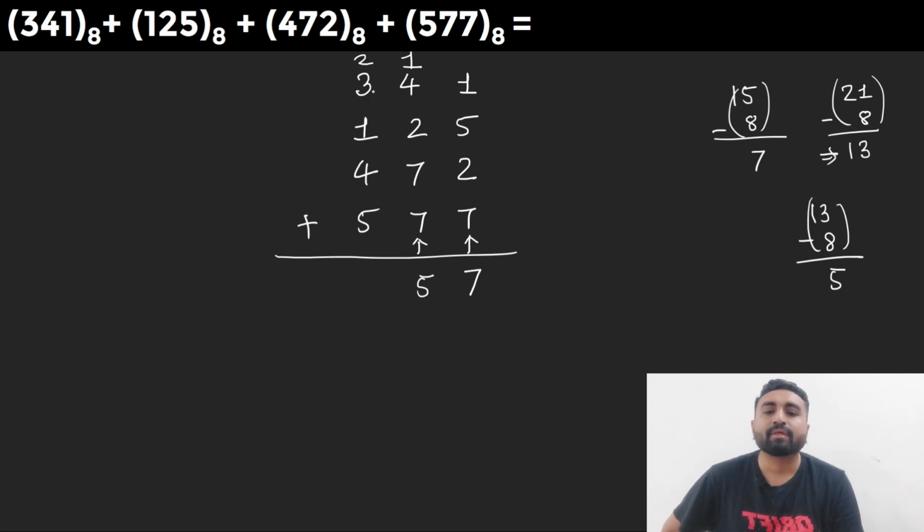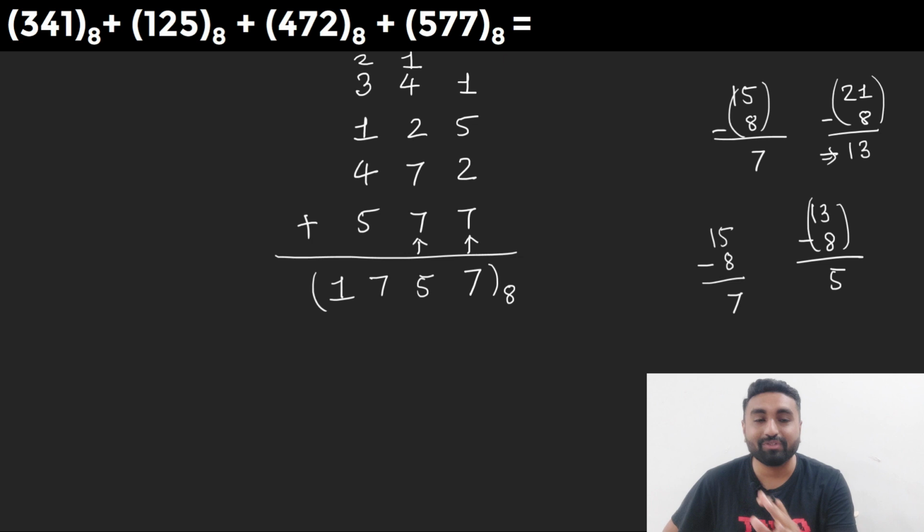2, right? Now here we have 3 plus 2, that is 5. 5 plus 1 is 6. 6 plus 4 is 10. And 10 plus 5 is 15. Okay, so 15 is greater than 8. If we subtract 8 from the 15, the answer will be 7. And there will be one carry that we will write over here. And this will be your answer of the addition of these 4 numbers.